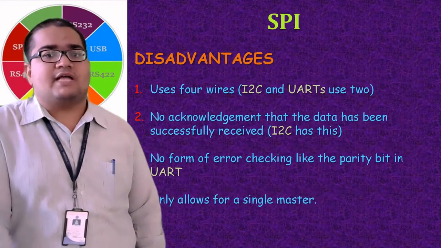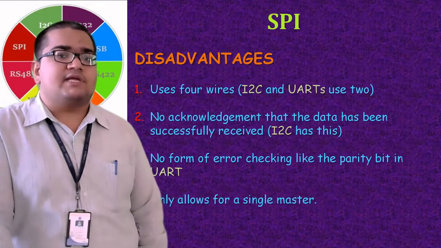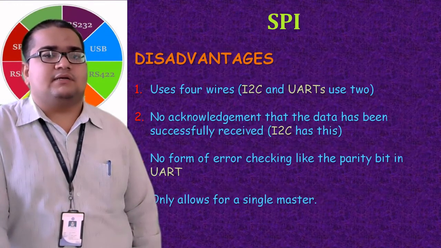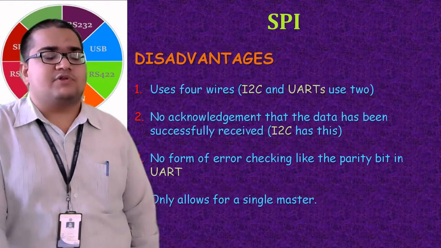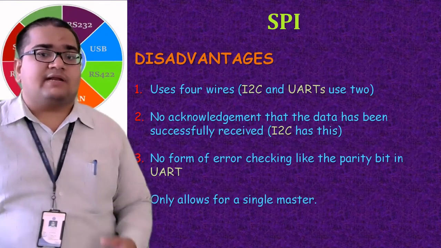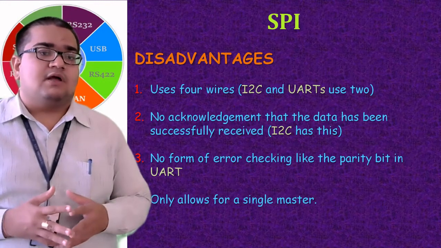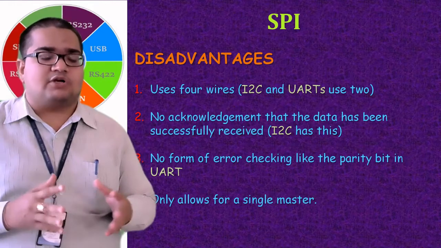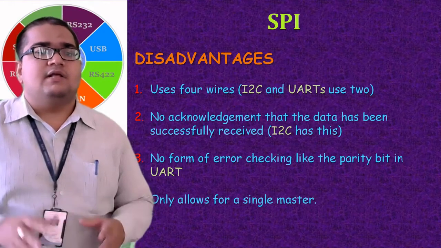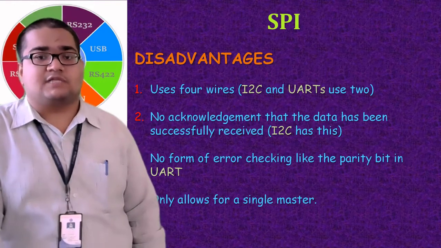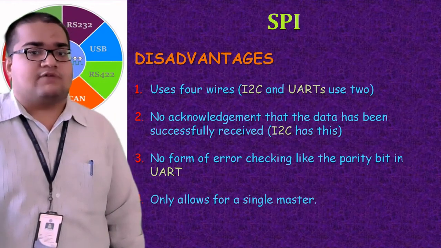Anyhow, the SPI also has some disadvantages. The number of wires used here is more. No acknowledgement that the data has been transferred successfully or not is another problem in the SPI. There is no form of error checking like parity bits, which are there in UART and I2C. Parity check is not there in I2C, but acknowledgement is always there. So that type of check over whether the data has been successfully transmitted and received or not is not available here.